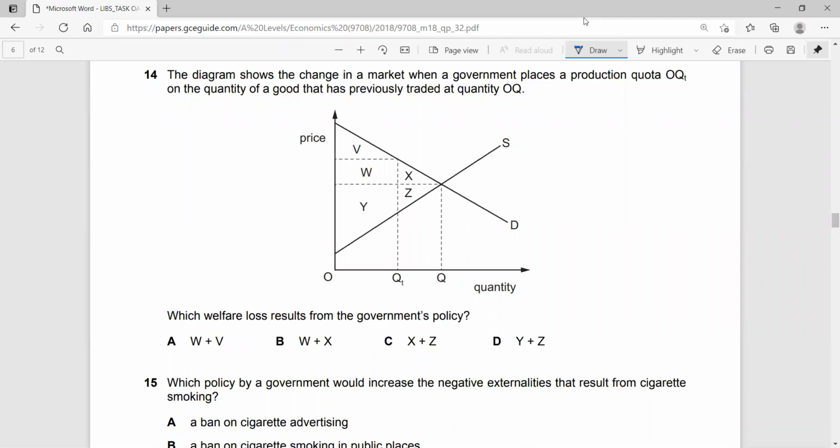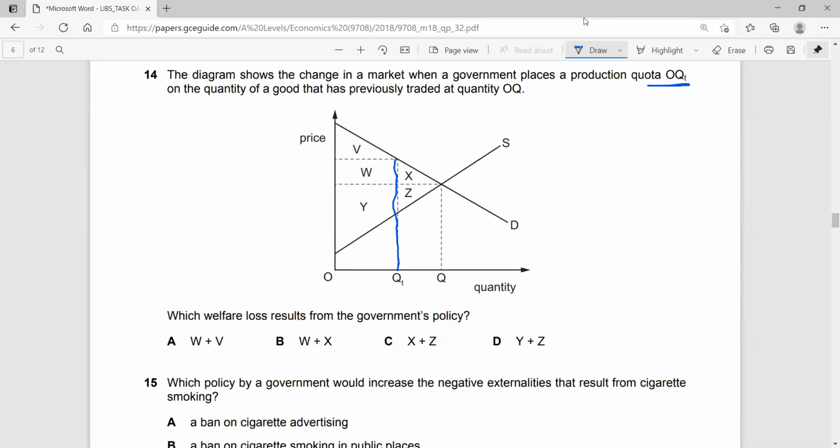The diagram shows a change in a market when a government places a production quota, OQT. So this is the production quota. A production quota essentially means that you can only produce this much. You can't produce more than this. Like we study import quotas, you can only import this much quantity. So you can only produce this much quantity. And it was previously trading here at OQ. This was the original equilibrium.